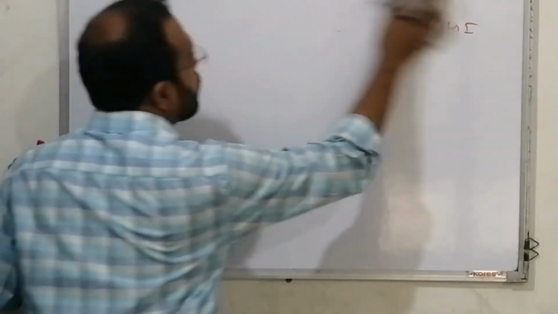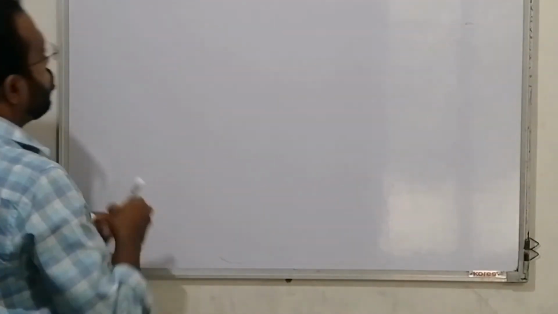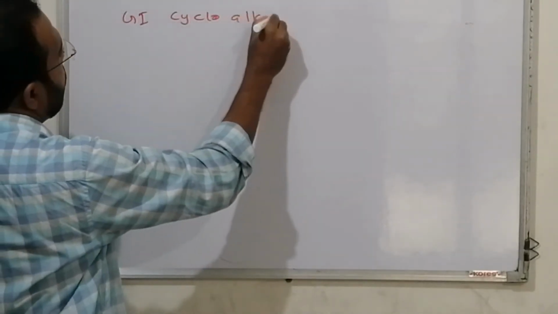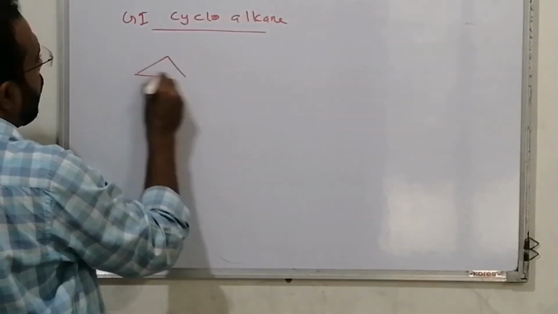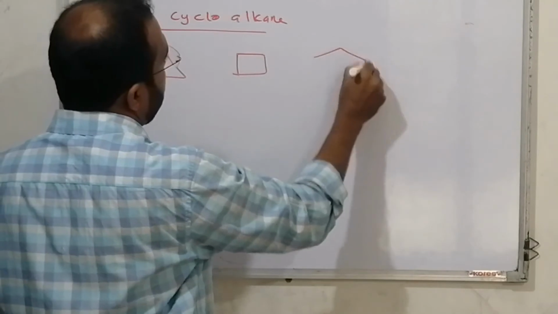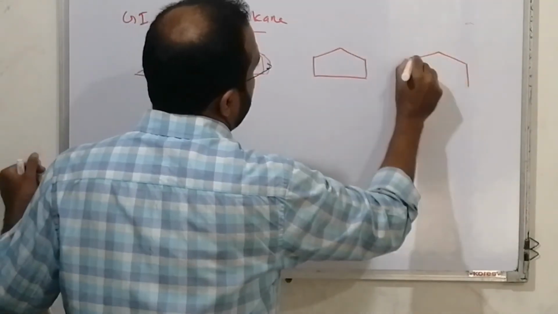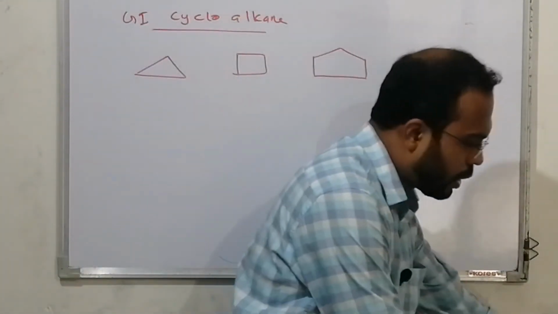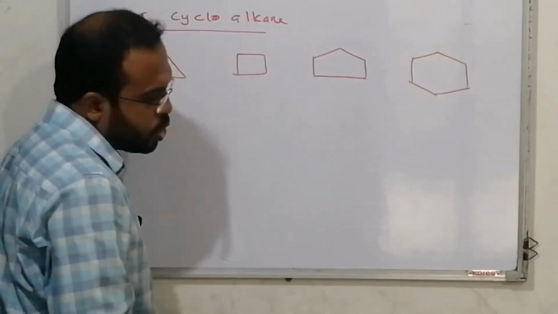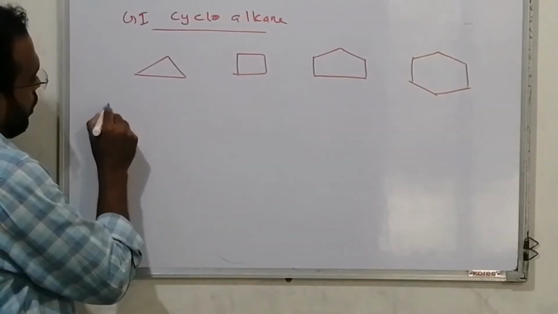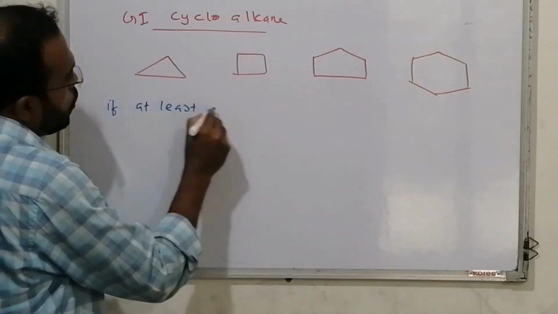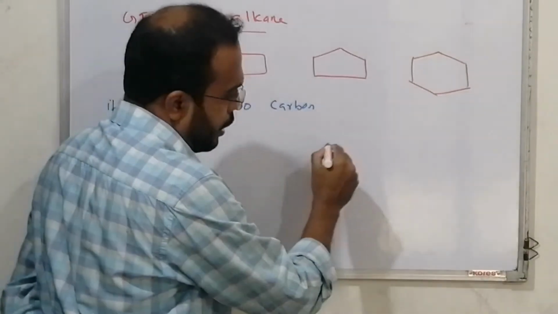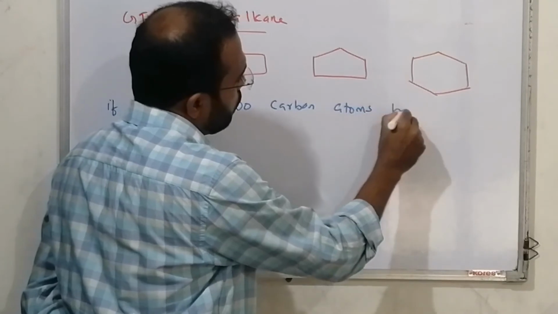Now we can go to cycloalkanes. Geometrical isomerism of cycloalkanes. These are the cycloalkanes. Okay. It will show the geometrical isomerism if at least two carbon atoms have different groups.